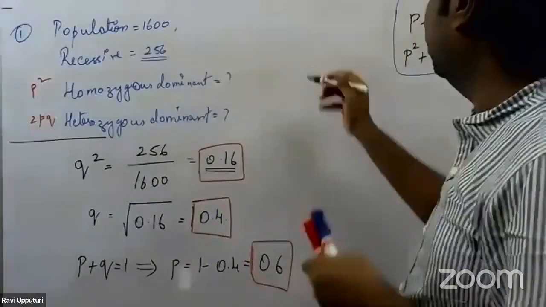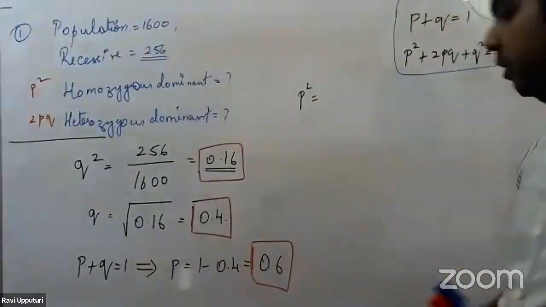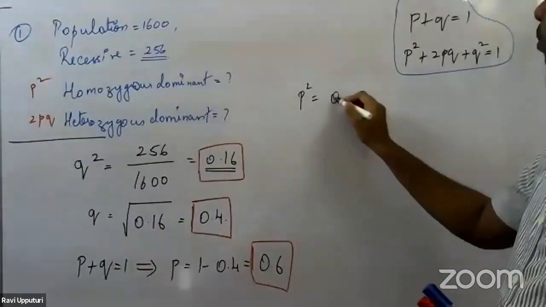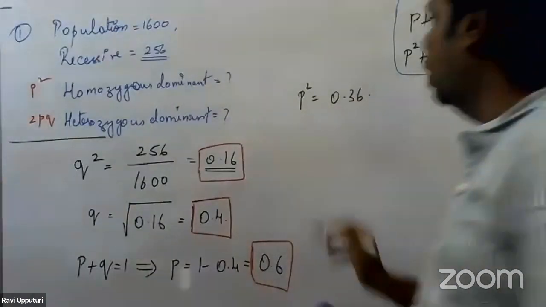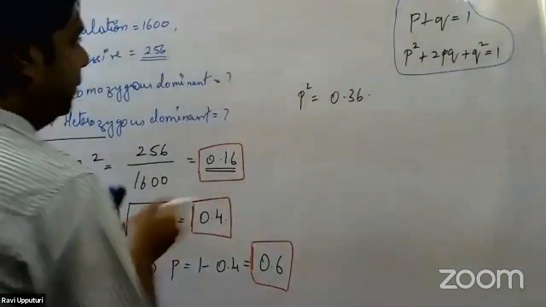So P square would be how much? P is 0.6, so this would be 0.6 into 0.6. It would be 0.36. So our P square value is 0.36. Right? So this is our P square value.